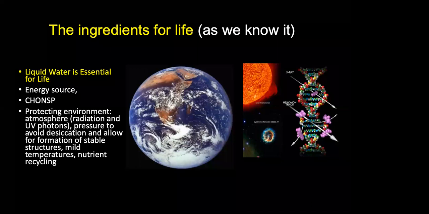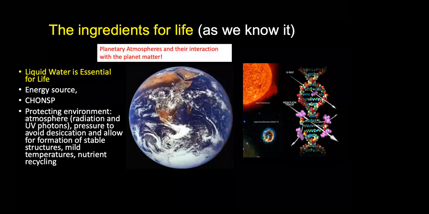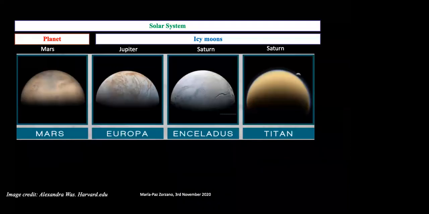And I would like to have a protecting environment that protects me from UV radiation and space radiation, and also that allows for some kind of recycling or climate or weather that moves things around and allows to have some mixing. So this is our planet, and it looks super nice. It's a super habitable environment, but where else do we have something that may remotely look like this?